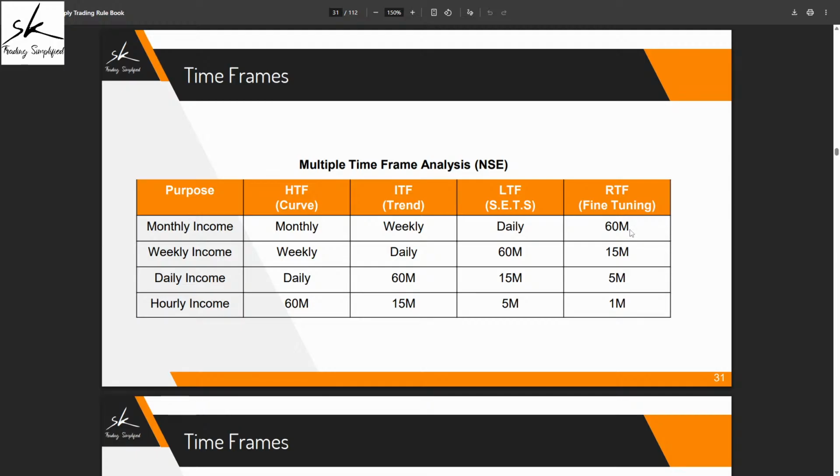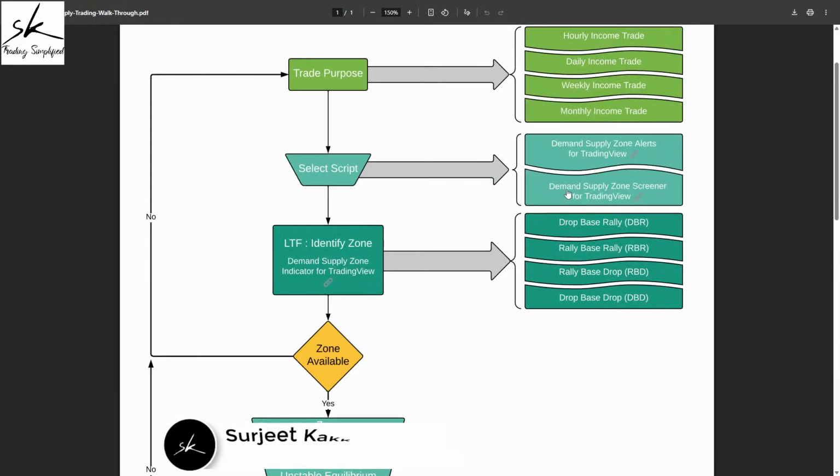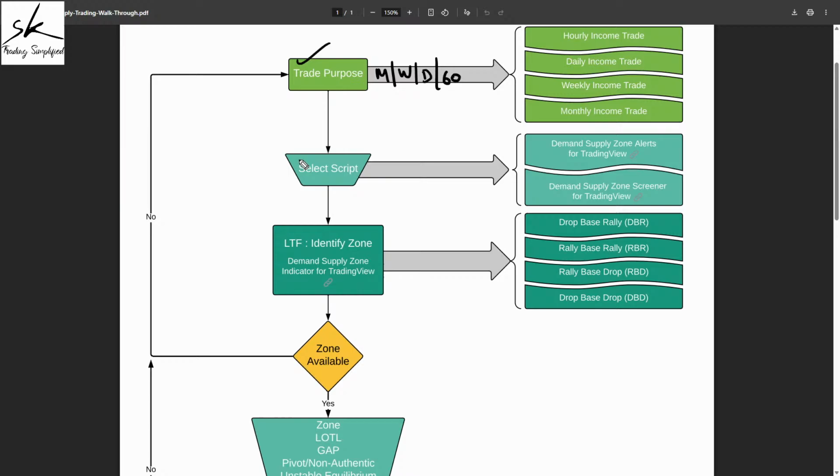So as soon as I'm done with my step number 1, now I have clarity on what time frames I'll be using, plus what is going to be the purpose of each and every time frame. So my challenge number 1 is taken care of. Now the next challenge is, yes, I do know my time frames, but if I take the example of NSE, on NSE I have over 2000 companies listed.